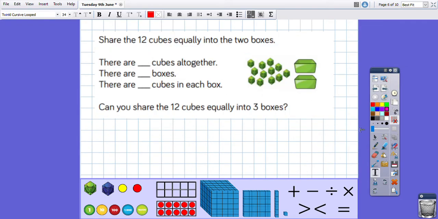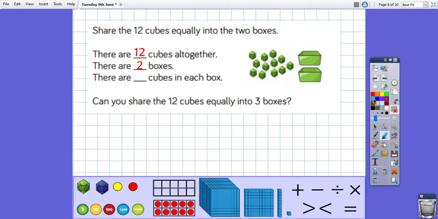Okay, now we've got some cubes, just like the ones we use at school. You need to share them between 2 boxes. So there are 12 cubes altogether. There are 2 boxes. How many cubes go in each box? So we can do this again. I'm going to use my red highlighter this time. 1, 2, 3, 4, 5, 6, 7, 8, 9, 10, 11, 12.